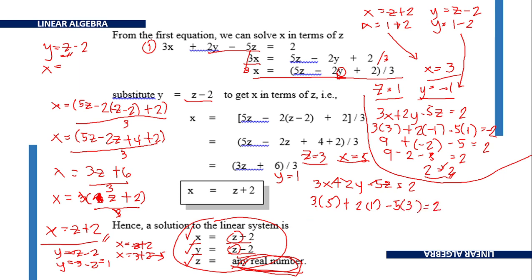So, we have 3 times 5, 15. 2 times 1 is 2. And negative 5 times 3 is negative 15. Or minus 15 is equal to 2. So, as you can see, 15 minus 15, cancel na to. Then, 2 is equal to 2. Okay. So, makikita nyo, kaya siya example ng many solutions. Ibig sabihin, by using this, itong nakuha natin na value ng x, y, and z, is maraming pwedeng solution ang magawa. Kaya nga siya example of many solutions.